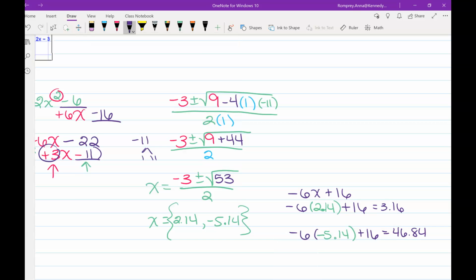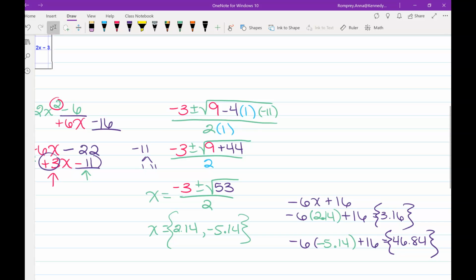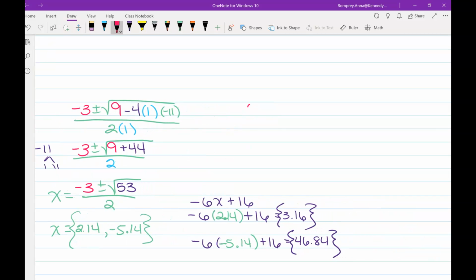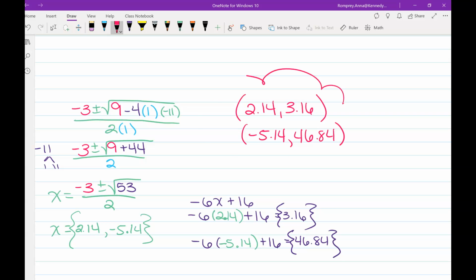All right, so these are my x's, these are my y's. So my actual solutions, because they are ordered pairs, are 2.14, 3.16, and negative 5.14, negative 5 and 14/100, and 46 and 84/100. So these are our two solutions.